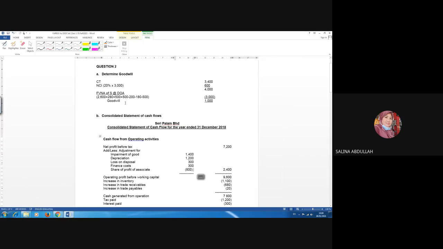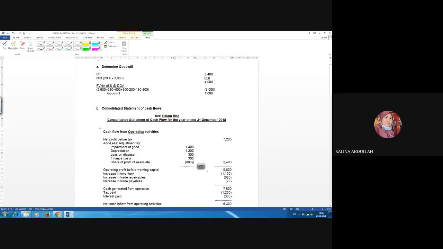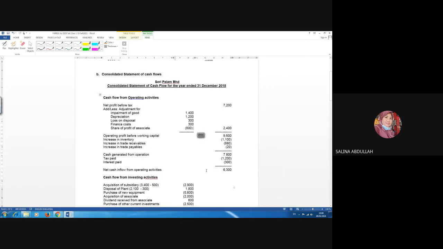As you can see here, because the NCI is measured at proportionate, remember you have to calculate fair value of net asset of subsidiary first. Here you get 3 million. NCI is 20% times 3 million is 600,000. So goodwill will be 1 million in this question. Okay, let's take a look at operating activities.